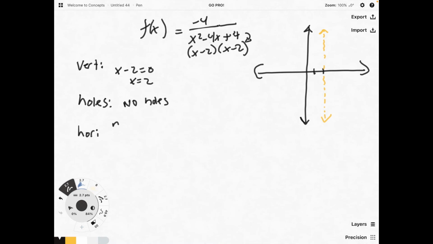Next, looking at horizontal asymptotes, we know our rules. If n is less than k, then the x-axis is our asymptote. If n is equal to k, we know that it's the leading coefficient of the numerator divided by the leading coefficient in the denominator. And if n is greater than k, there is no horizontal asymptote.